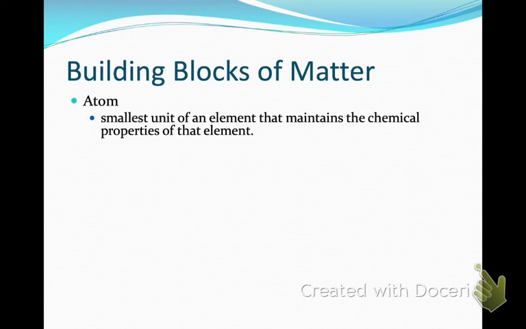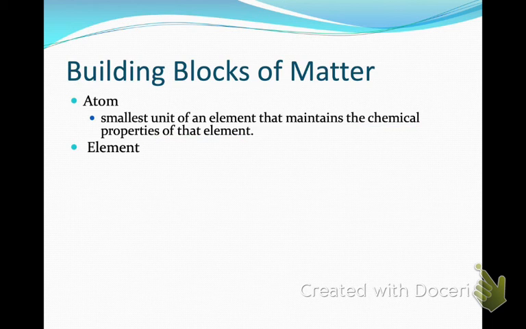Okay, so the atom is the smallest unit of an element, but it's important to know that in order to be an atom, it has to maintain the chemical properties of that element. We're not just talking about electrons or protons or neutrons. Those are small parts of an element, but atoms have to maintain the chemical properties.